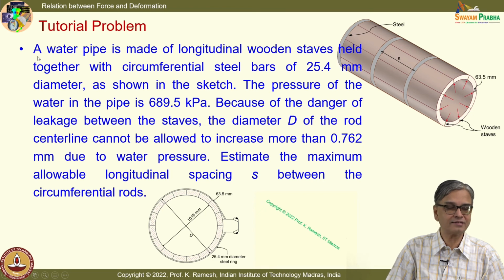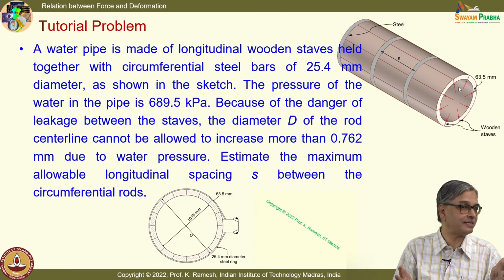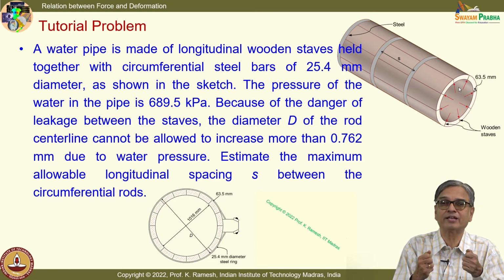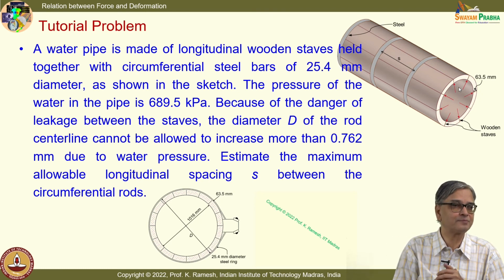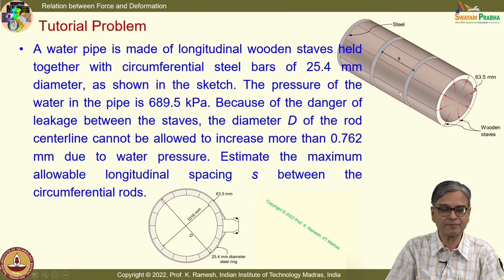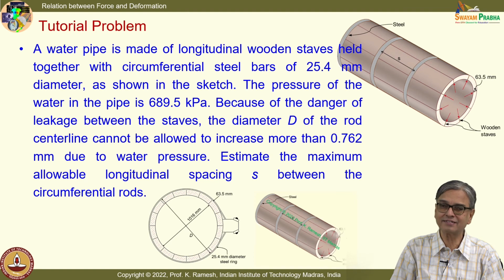If you read this, a water pipe is made of longitudinal wooden staffs. I have a wooden staff like this. I want to make a pressure vessel with locally available materials, and it should also be strong enough to withstand whatever liquid is pressurizing it. And what is done is, you assemble all of them. That is not very clear from this, but it is very clear from this animation. Fine, that is the advantage when you have this.